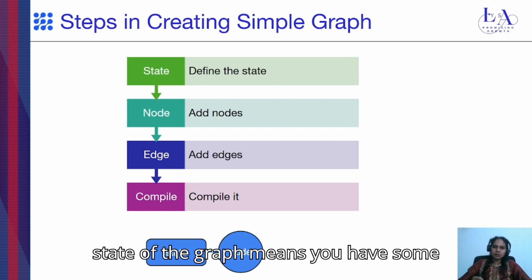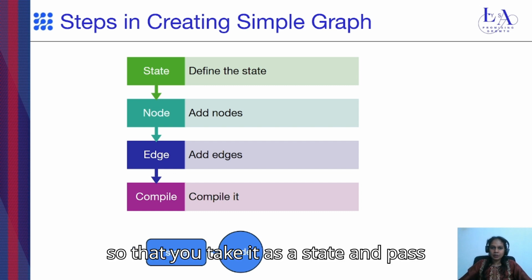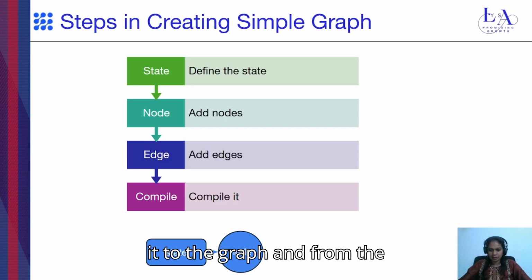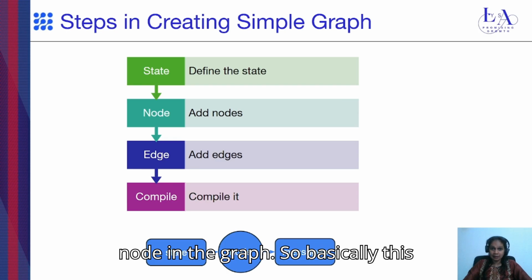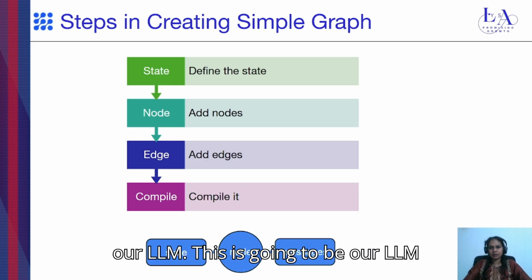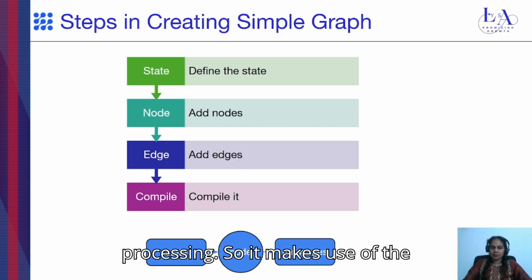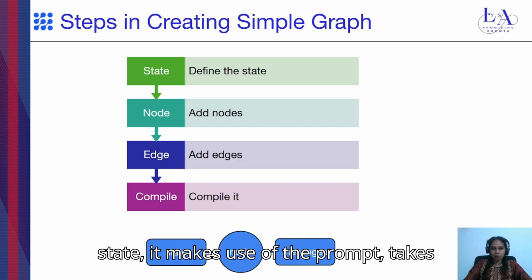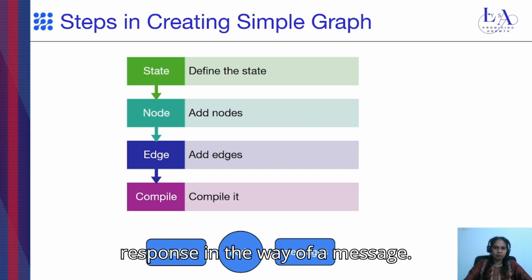The whole idea is we take a node, and you pass the state of the graph. The state of the graph means you have some information already stored in the graph. So you take it as a state and pass it to the node in the graph. This node is going to be analogous to our LLM, in which we are going to do all the processing. It makes use of the state, it makes use of the prompt, takes its decision, and then finally gives a response in the way of a message.